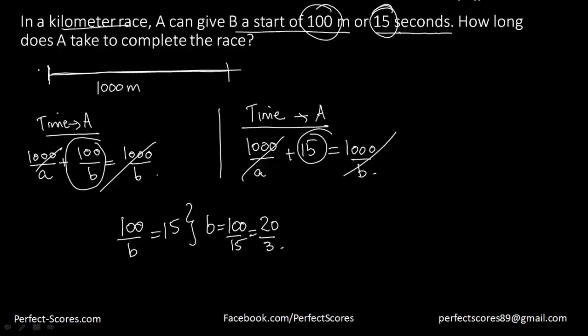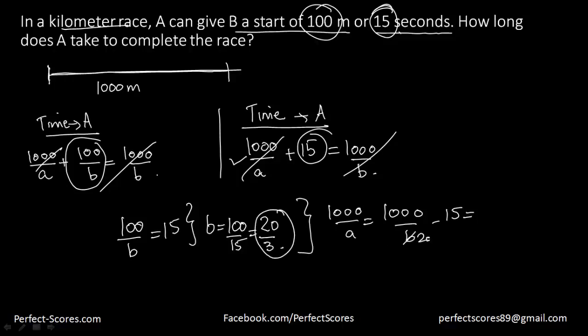Right, now we have to find how long does A take to complete the race. So that means we have to find the value of 1,000 by A. So now we know that B is 20 by 3. We can substitute in any of the values. Let's just substitute here. So it's going to be 1,000 by A, it's 1,000 by B minus 15, which is going to be, instead of B I'm going to write 20 by 3, so it's going to be 1,000 divided by 20 by 3, so this is 150 minus 15, which is actually equal to 135, which is my answer.